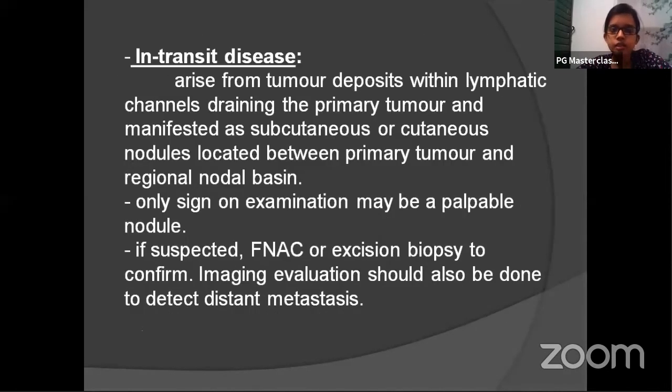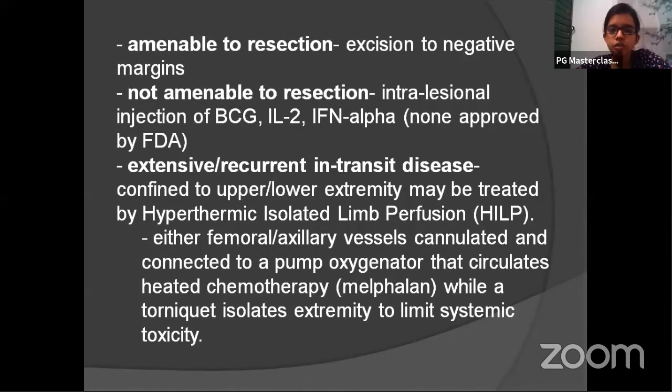For in-transit disease which is amenable to resection, we should do excision up to negative margins with 1 centimeter of margin. If it is not amenable to resection, we can give intralesional injection of BCG, interleukin 2, interferon alpha, but none of these have been approved by the FDA. For extensive or recurrent in-transit disease confined to the upper or lower extremity, there is a technique called hyperthermic isolated limb perfusion, HILP, which is like in sarcoma.